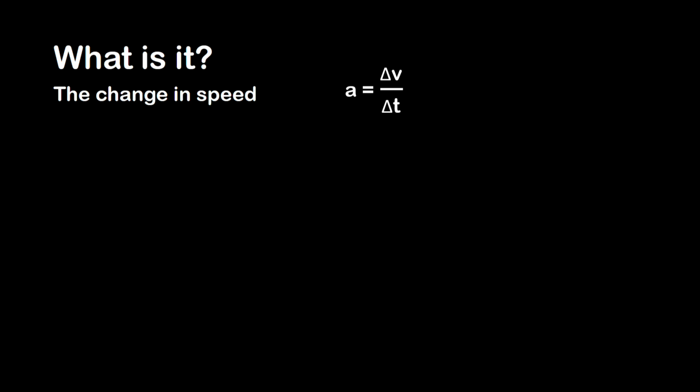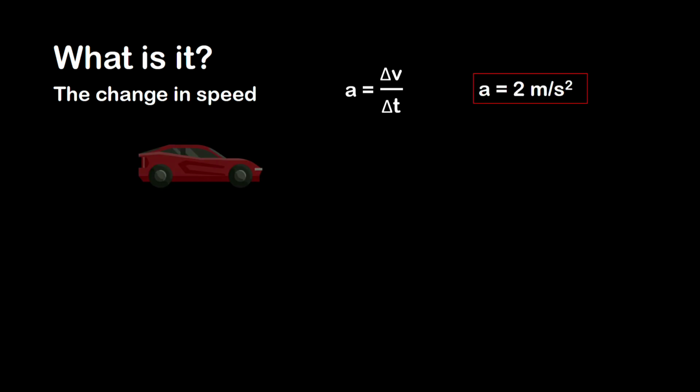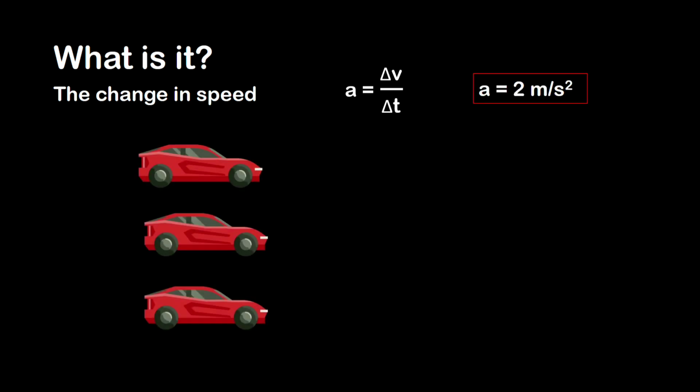So let's say in this small example that the acceleration will be 2 meters per second per second. First of all, what does this 2 meters per second mean? This means that this red car will have a 2 meters per second increase in velocity over 1 second. So as 1 second passes, the car's velocity will increase by 2 meters per second.